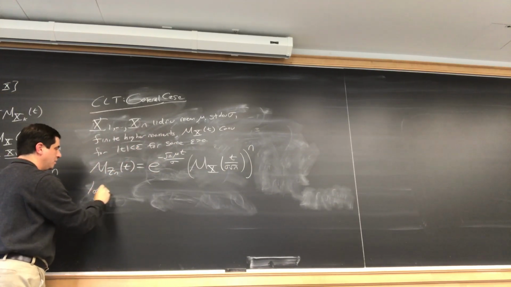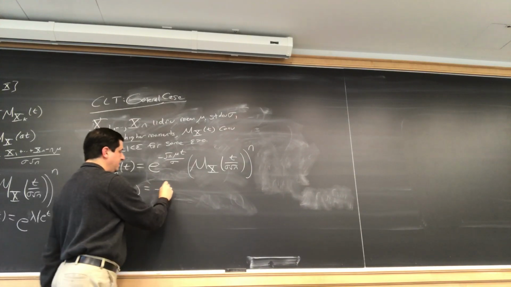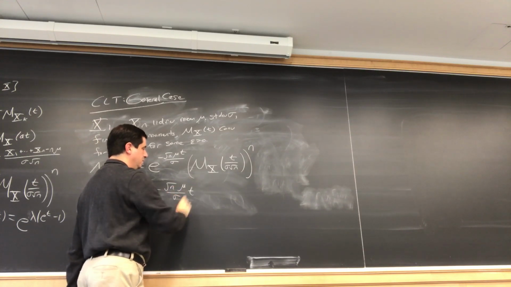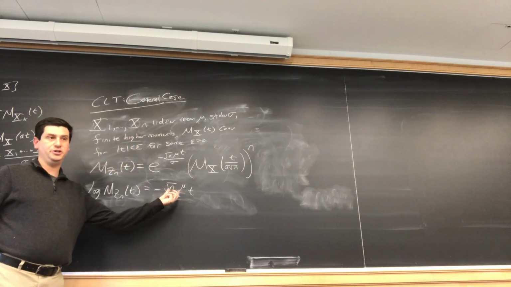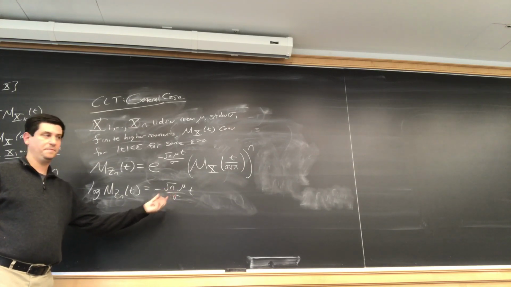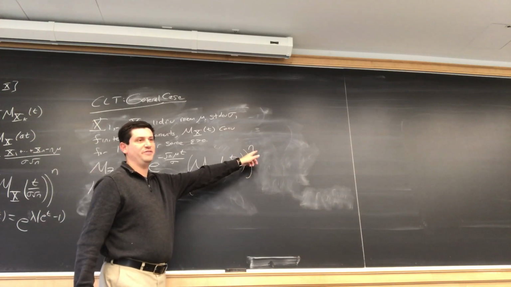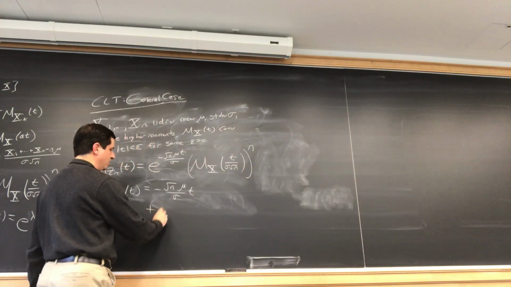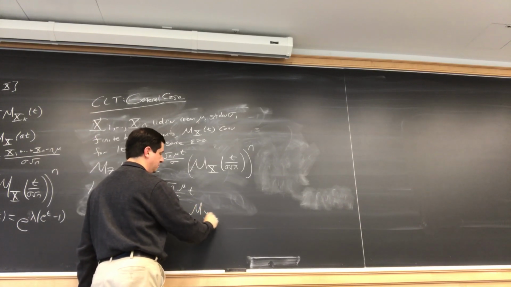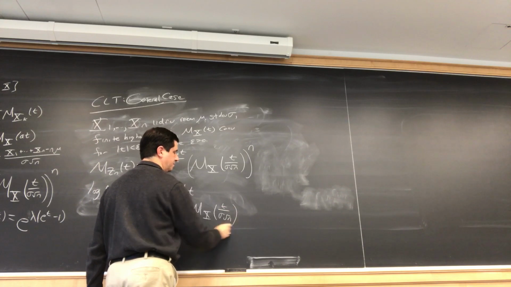We look at the log of the moment generating function. And it's going to be negative square root of n mu over sigma t. So we're a little bit worried about this term because this term is blowing up with n. But then we're more worried about this term, which is going to have a giant n in front of it. We'll have n log of the moment generating function at t over sigma square root of n.